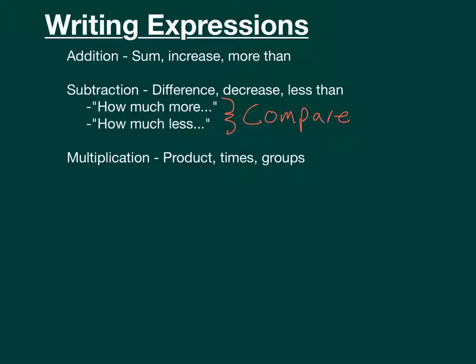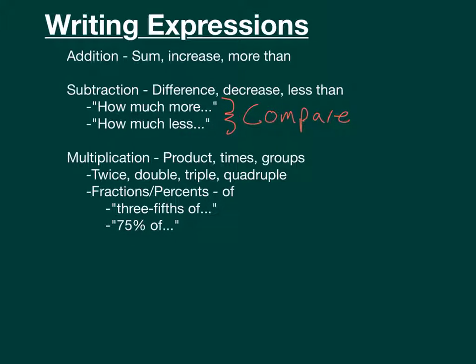With multiplication, you'll see words like product, times, like 3 times a number, and you'll also see talk about groups, right? 5 groups of 3 or 8 groups of 7. And that's a clue that we need to multiply. You might also see words like twice or double, which means you need to multiply by 2. Triple means you multiply by 3. Quadruple means you need to multiply by 4. So sometimes there's specific words that'll tell you exactly how much you're multiplying by.